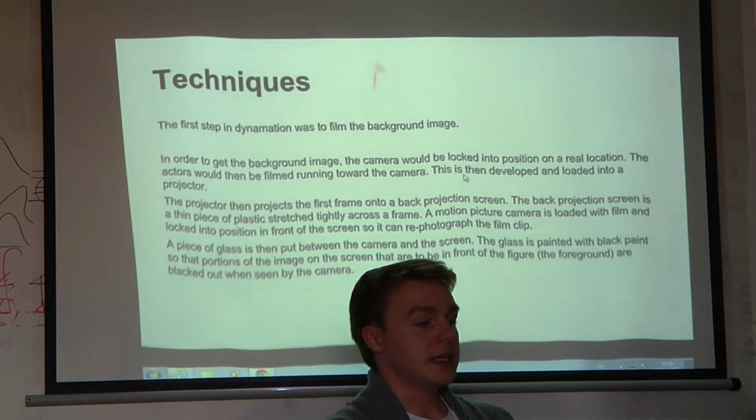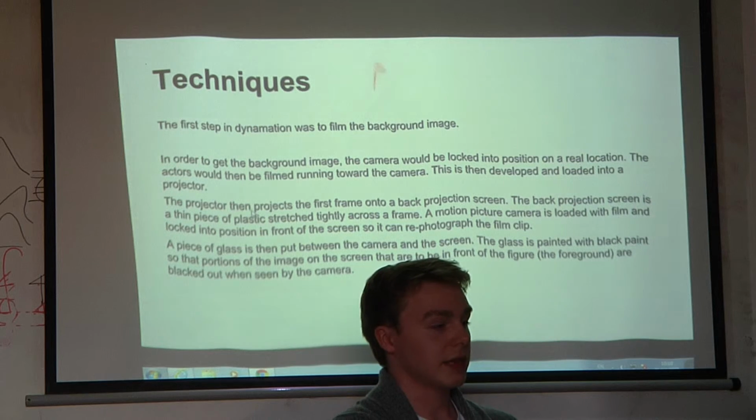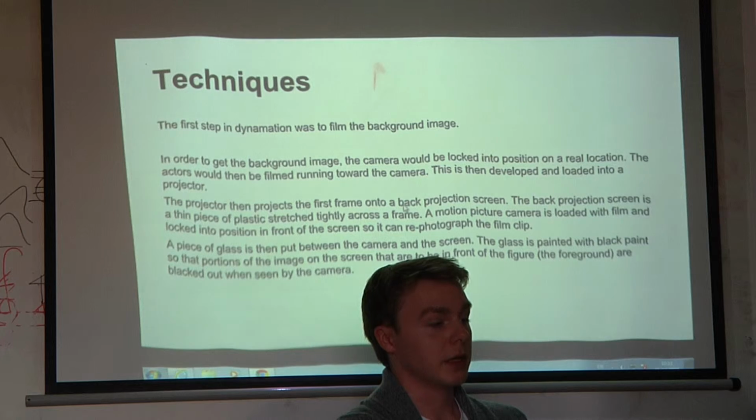Then that film would be developed and loaded into a projector. The projector then projects the first frame onto a back projection screen, which is a thin piece of plastic stretched tightly across a frame. A motion picture camera is then loaded with film and locked into position in front of the screen, so it can rephotograph the film clip.